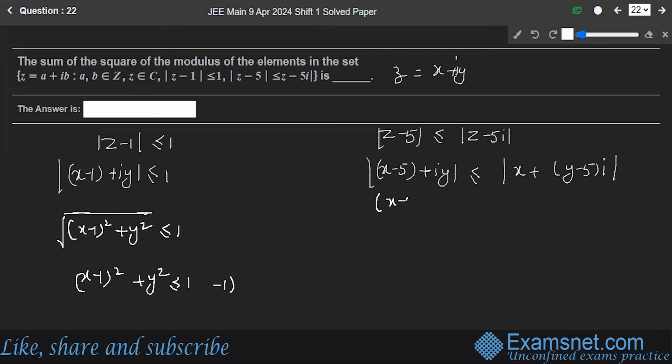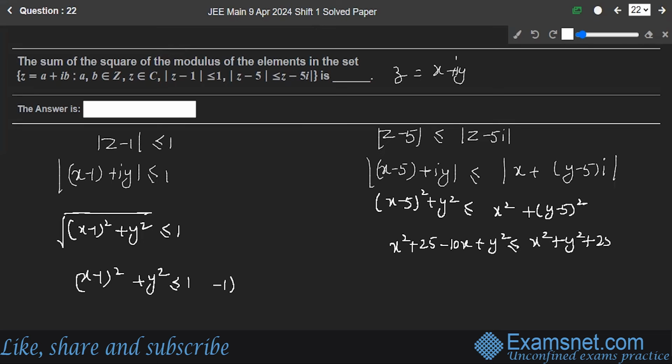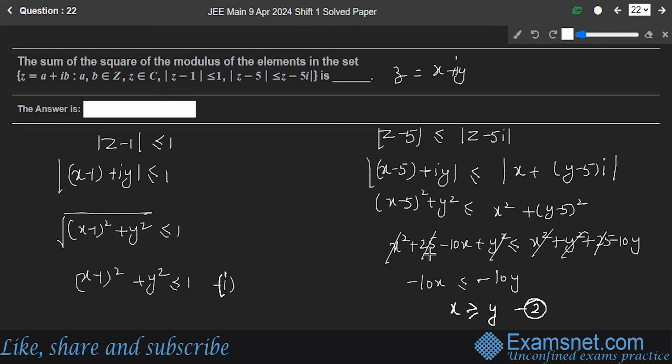So this will give you x minus 5 whole square plus y square less than equal to x square plus y minus 5 whole square. This gives you, on solving, x square plus 25 minus 10x plus y square less than equal to x square plus y square plus 25 minus 10y. So this cancels, and 25 also goes away. So minus 10x less than equal to minus 10y. That gives you x is less than equal to y, or sorry, x is greater than equal to y, because I'm multiplying both sides by minus. So this is it: x is greater than equal to y. This is second equation and this is your first one.